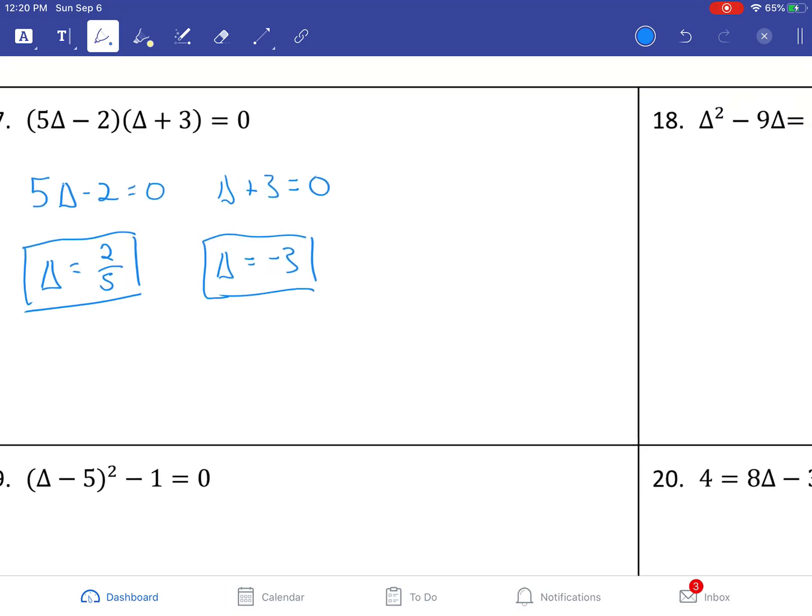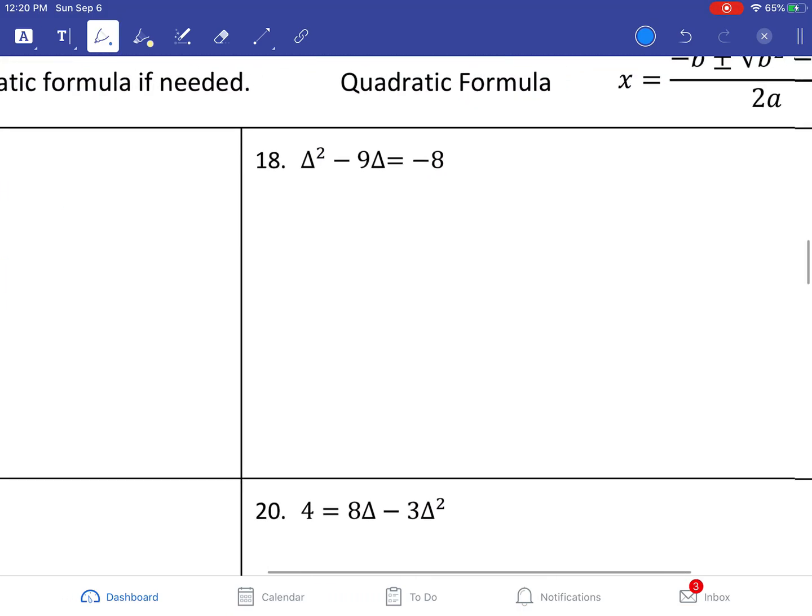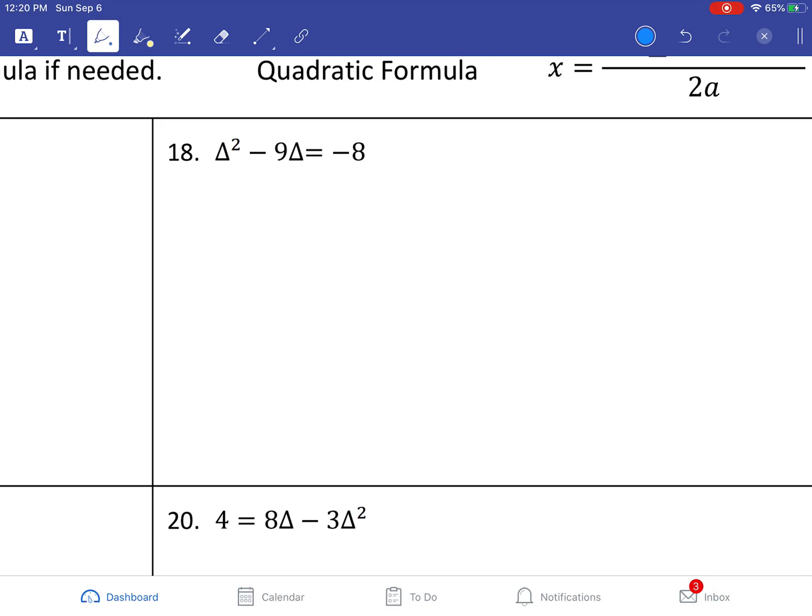Okay. All right, let's go to 18. Now, when you're doing these quadratic equations and they're set up like 18 is, before you start doing something, you have to get everything to one side and set it equal to 0. So in this case, we're going to add 8 to the other side. So if we add 8 and set it equal to 0, now we can start doing whatever we need to do.